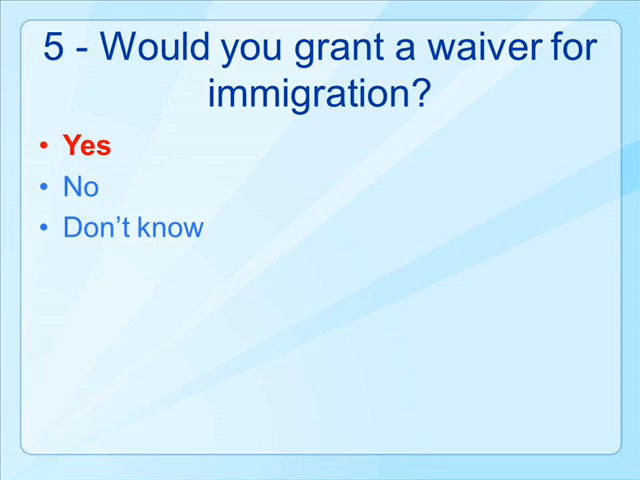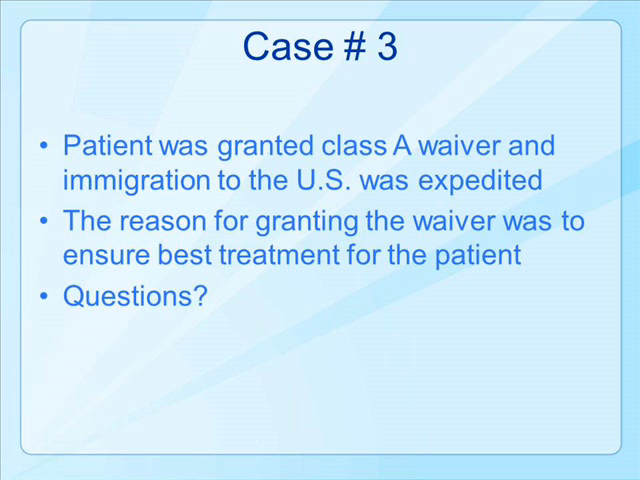There were no sputum specimens to guide the decision, but the likelihood is very, very low that this child would be infectious, and the Division for Global Migration and Quarantine then made the decision to grant this child a waiver, and the immigration to the United States was expedited. Again, the reason was to ensure the best treatment within the care of the adopting parents for the patient. So I'll stop there and see if there are any questions.